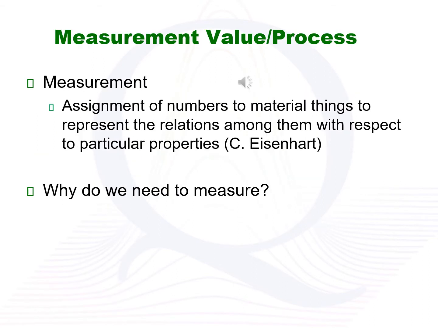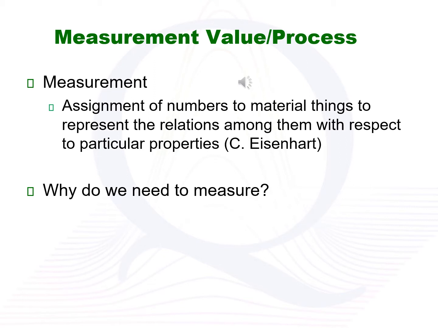What is a measurement? Well, C. Eisenhart defines a measurement as an assignment of numbers to material things to represent the relations among them with respect to particular properties. Okay, that's great, but why do we care? Why do we measure? Well, we measure because we need a way to evaluate our process or product. We need to track improvement and compare methods. If our measurement system isn't good, we won't be able to do any of these things with any confidence.